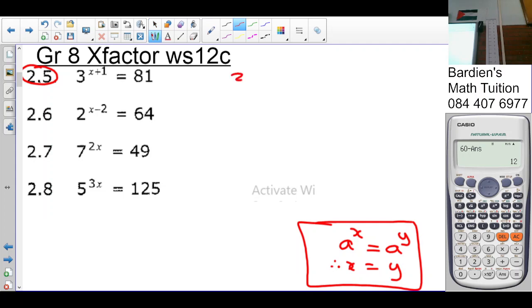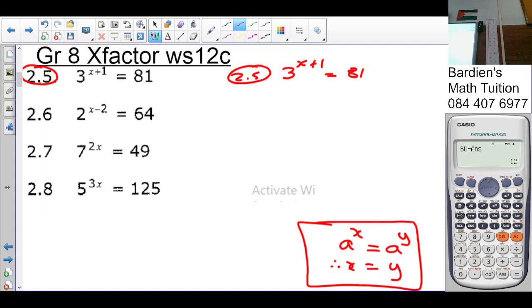So, 2.5. Remember, when the bases are the same, exponents are equal. So we are always going to try and write the bases the same. You can already see the term with the x in is isolated already.